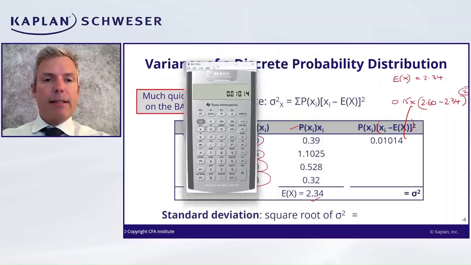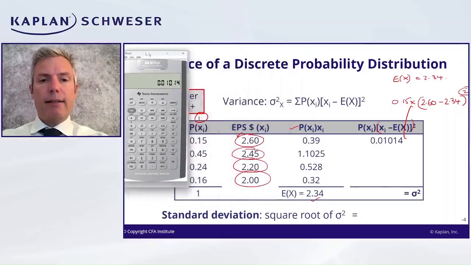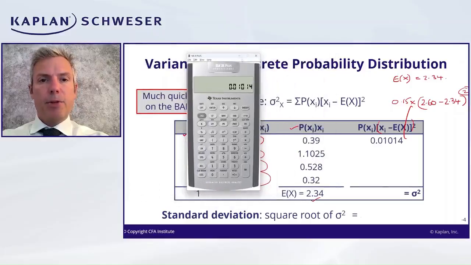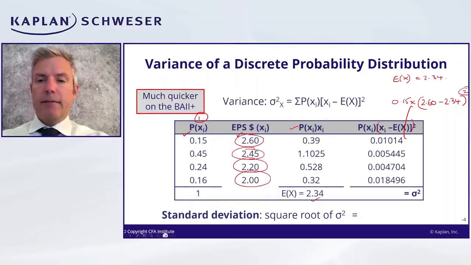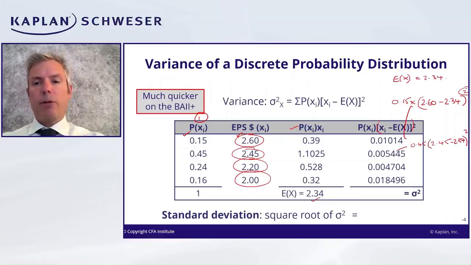You can practice and make sure that you get these other numbers here. For example, this must be 0.45 lots of 2.45 minus 2.34 squared, and so on. When you sum those up, you get to the variance very quickly. The sum of those numbers is your probability weighted squared deviation, which is your variance.